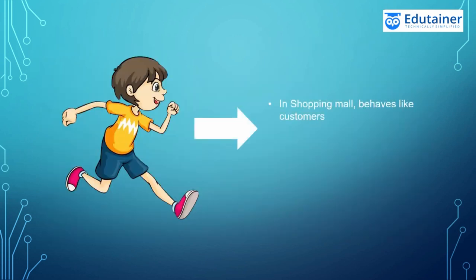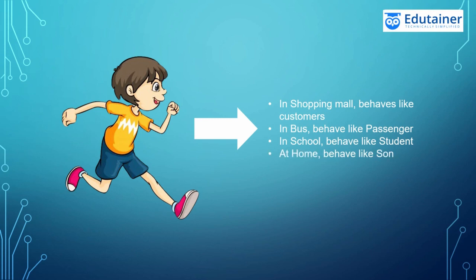Suppose you, as a person, in a shopping mall behave like a customer, whereas in a bus you behave like a passenger. In school you behave like a student. At home you behave like a son. So you can get an idea that a single person can behave in different forms: in a shopping mall like a customer, in a bus like a passenger, in school like a student, and at home like a son. So this is a real-time example of polymorphism. A single person behaves in different forms at different times.